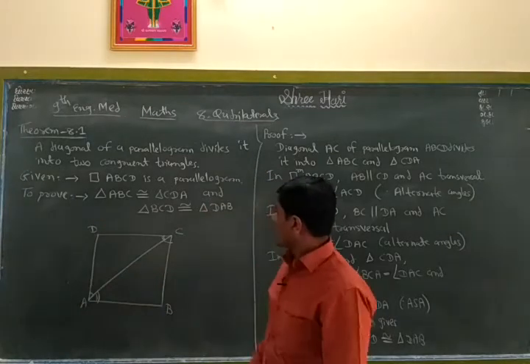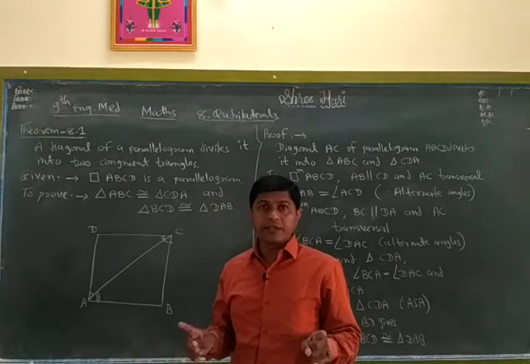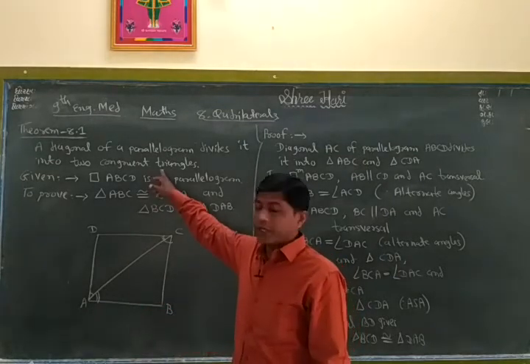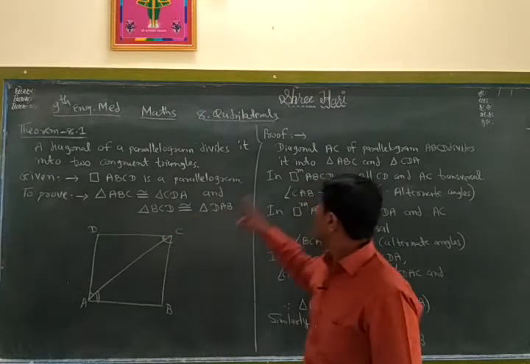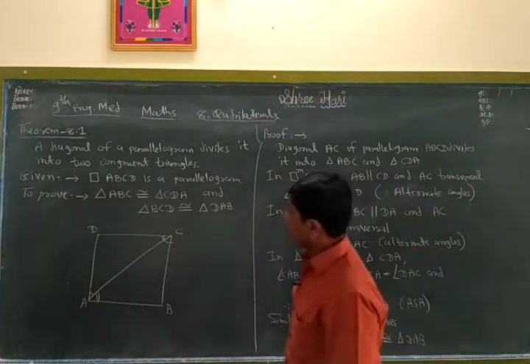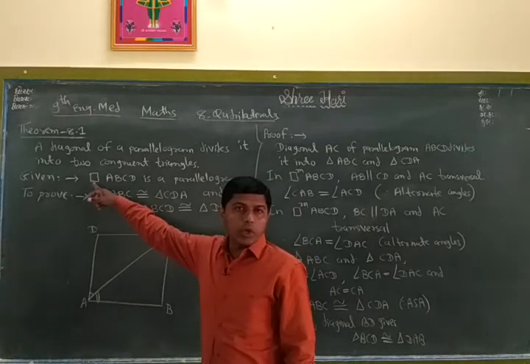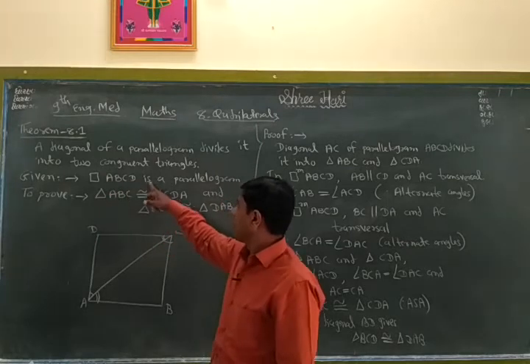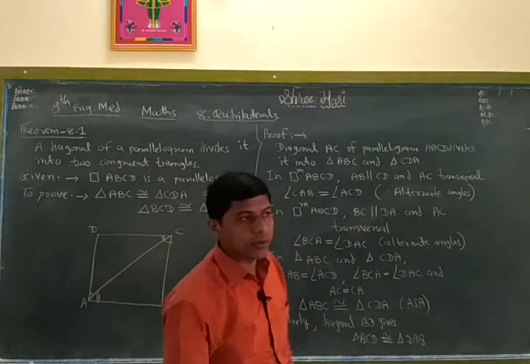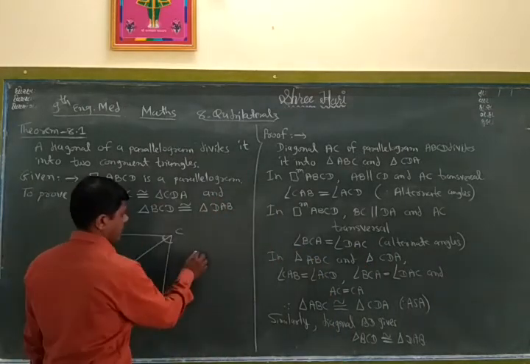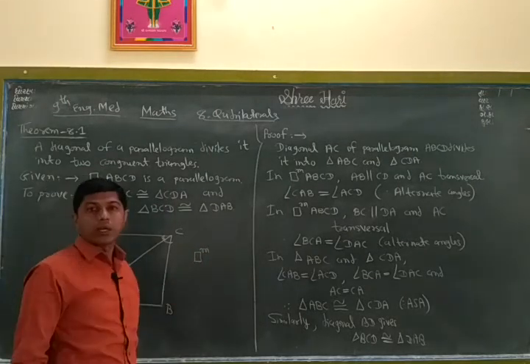Now this theorem is proved. So prepare it and write it also. In the exam, write given, to prove, figure and proof. This is the symbol of a quadrilateral. Given: ABCD is a parallelogram. This is the symbol of a parallelogram. If you have not written it, this is the symbol of a parallelogram.